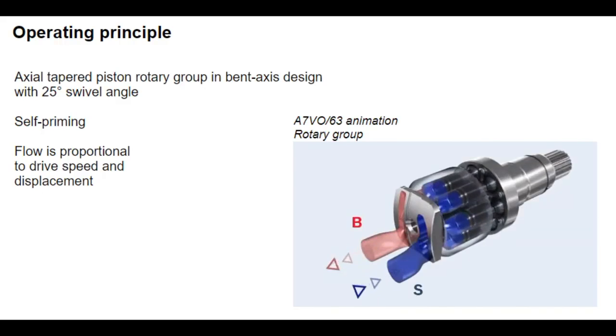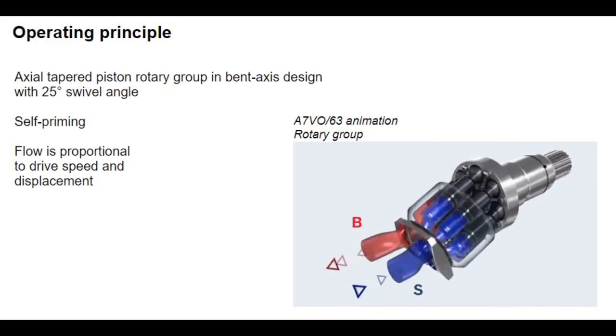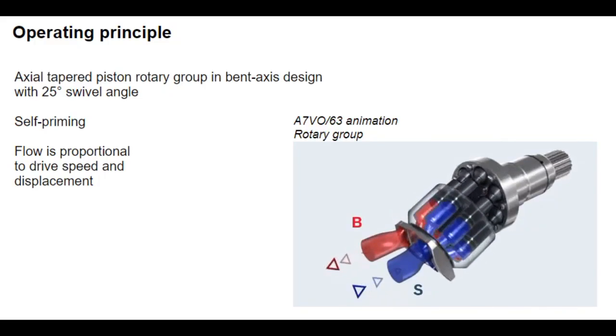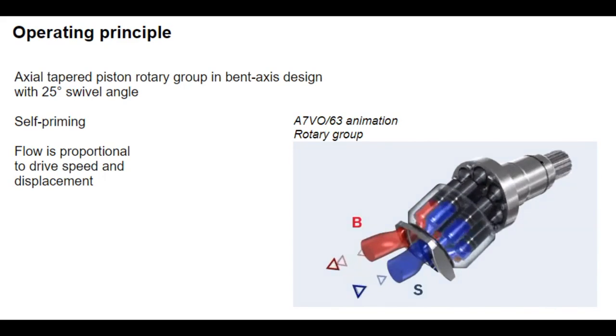The swivel angle of the bent axis rotary group is infinitely variable. Changing the swivel angle alters the piston stroke, altering the displacement. The swivel angle is changed hydraulically by the stroking piston. This causes the cylinder, including pistons and lens plate, to swivel. The lens plate is loosely mounted in a slipway.